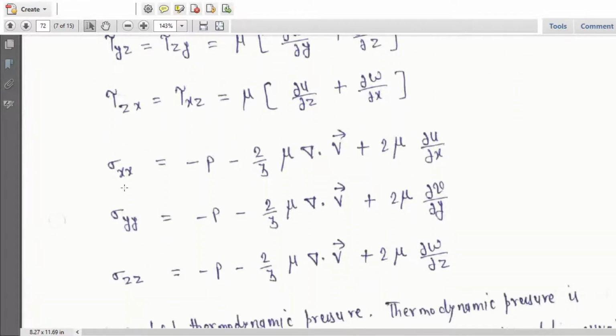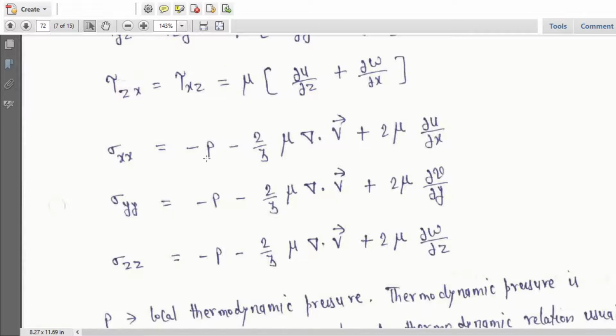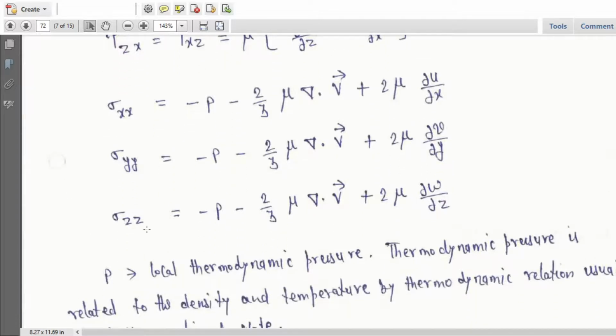Normal stresses are given by this. Sigma xx equal to minus p plus 2 by 3 mu del dot v plus 2 mu del u upon del x. Sigma yy is minus p plus 2 by 3 mu del dot v plus 2 mu del v upon del y. Sigma zz equal to minus p plus 2 by 3 mu del dot v plus 2 mu del w upon del z. So we have now all expressions.